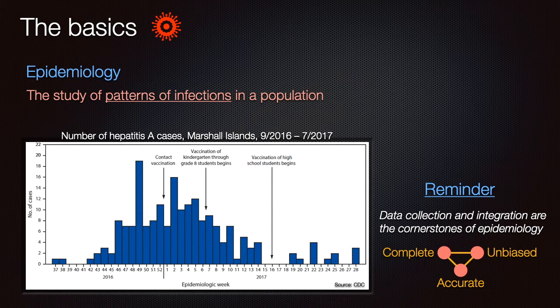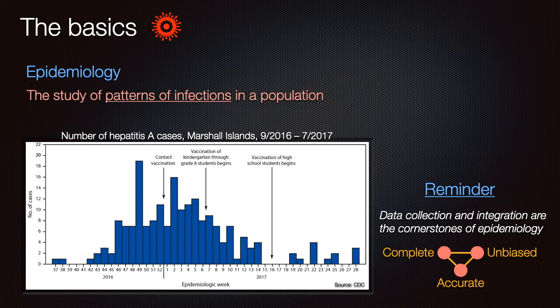Another basic term that we'll see a lot this semester is epidemiology. Epidemiology is the study of patterns of infection within a population. Here I'm showing just one example of data that can inform patterns. So we would call this epidemiological data. This is the number of hepatitis A cases in a particular population. Here it's the Marshall Islands over a particular time period from September 2016 to July 2017.